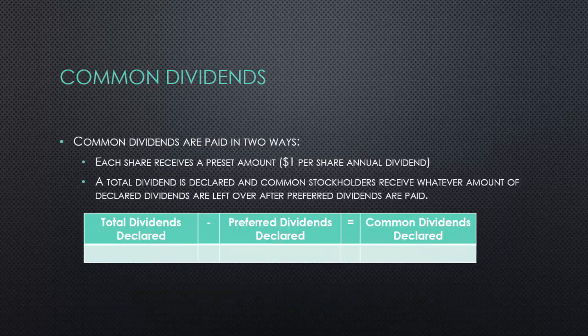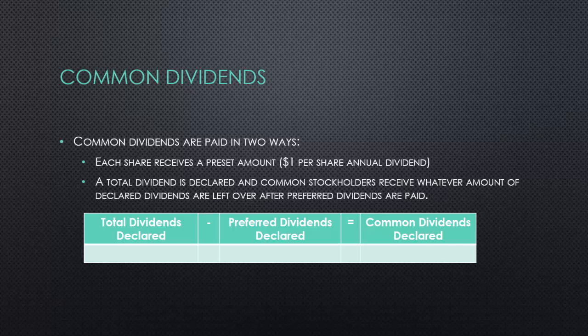Common shareholders get paid too. Usually comes in two forms. Typically, companies will say we're going to pay a fixed amount for each common share that's outstanding. In this example, I used $1, so $1 per share. If you needed to figure out how much your dividend declaration was for common shareholders, and they use this methodology, you would take the number of shares outstanding and multiply it by the dividend rate per share.